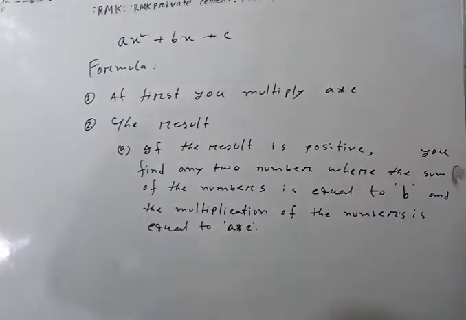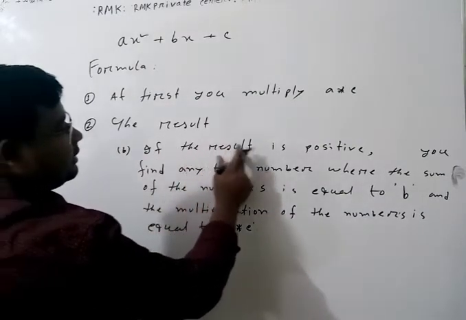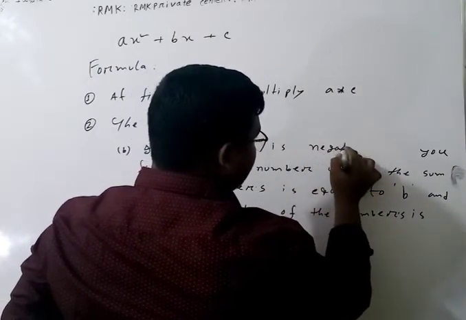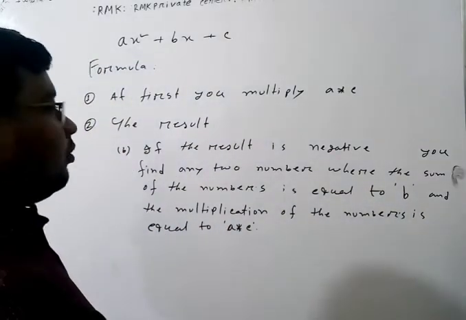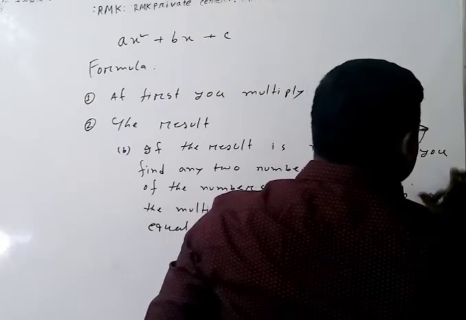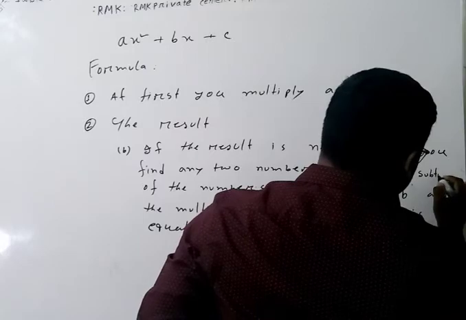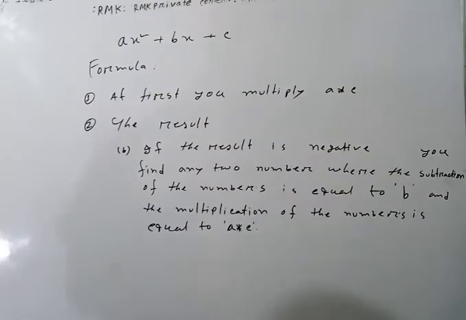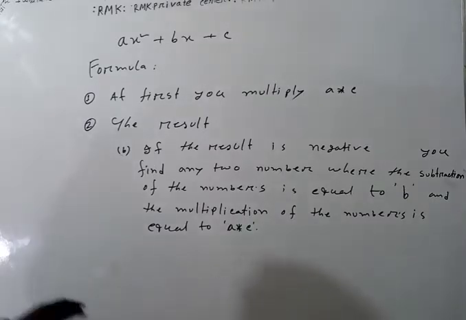Sub number b now. If the result is negative, you find any two numbers where the subtraction of the numbers is equal to b and the multiplication of the numbers is equal to a into c. Clear, my dear students? Okay.